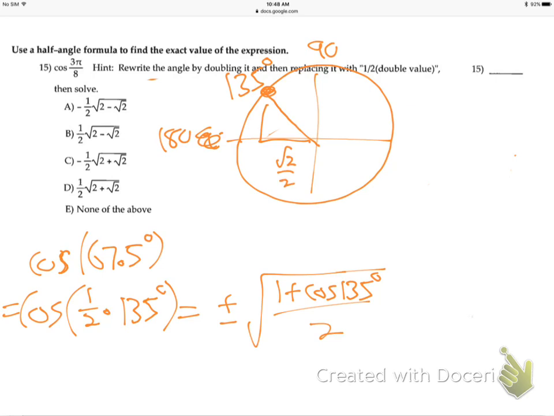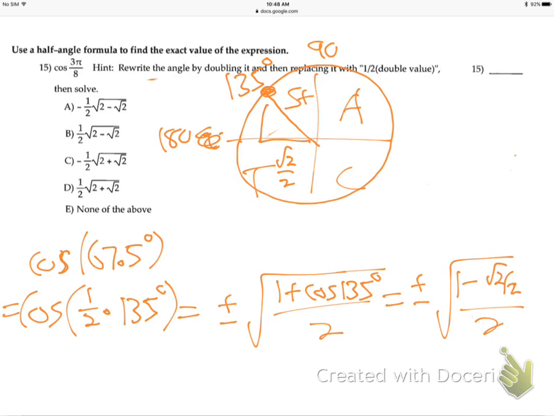Is it positive or negative? All students take calculus. Only sine is positive in the second quadrant, so cosine is negative. So this is plus or minus the square root of 1 minus root 2 over 2 all over 2. You all with me to that point? Cosine is minus root 2 over 2 for 135.